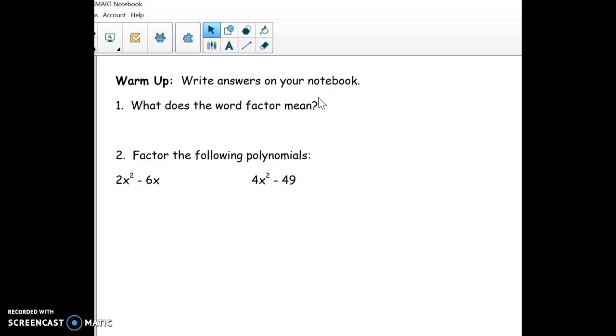Okay, so before we get too far into the new lesson, pause the video and in your notebook, right? You should have your notebook out while you're doing these. Try a couple review questions about what does it mean to factor, and then factor the two below. Pause the video.